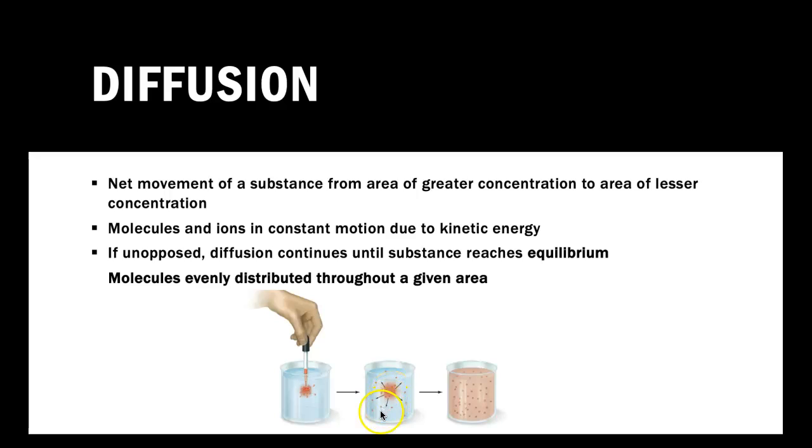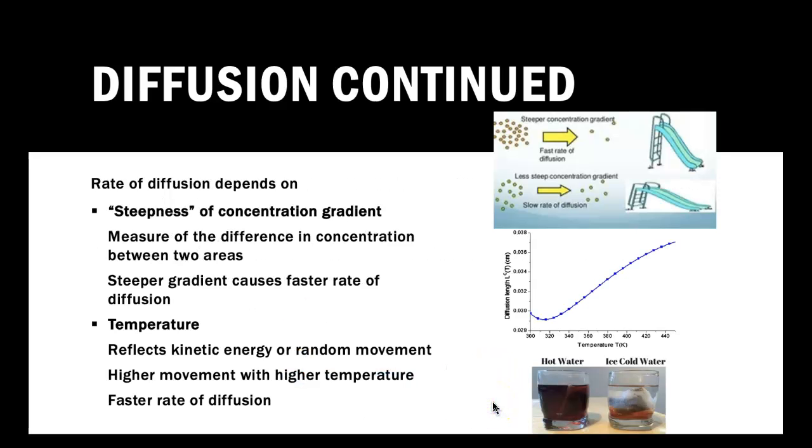So from there, we're going to move into the areas of lower concentration, and as long as it's unopposed, we will see that diffusion is continuing until the substance reaches equilibrium. And all of these molecules, as you can see in here, are evenly distributed. So let's continue to talk about the rate of diffusion.